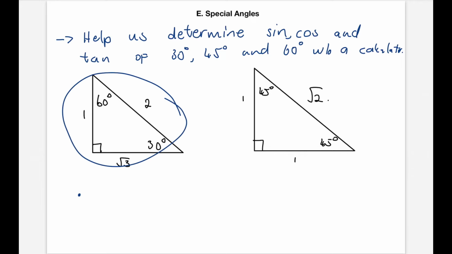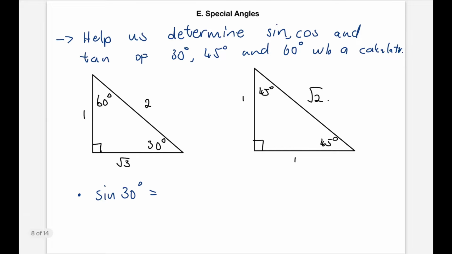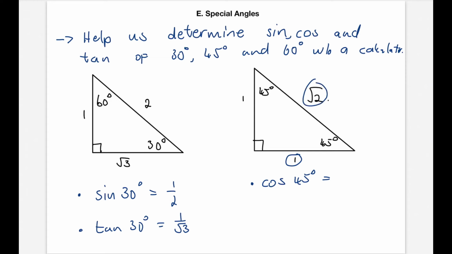For example, just by looking at this triangle, I can find the sine of 30 degrees. We know that sine is opposite over hypotenuse, so I know that it's a half. What about the tangent of 30 degrees? That's opposite over adjacent, so 1 over root 3. And what about the cos of 45 degrees? Well, that's adjacent over hypotenuse, so 1 over root 2. And what about the sine of 60 degrees? That's opposite over hypotenuse, so root 3 over 2. These are your special angles.